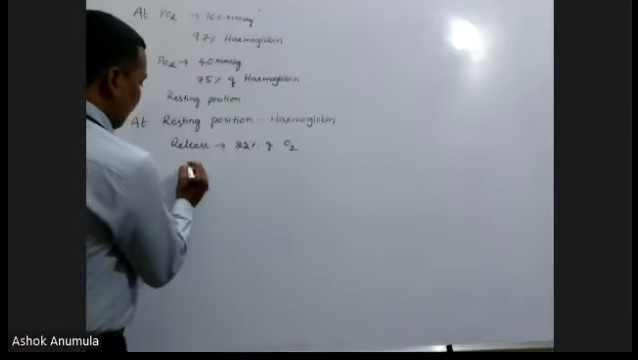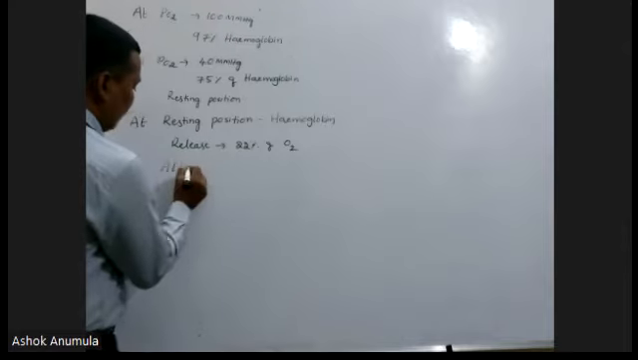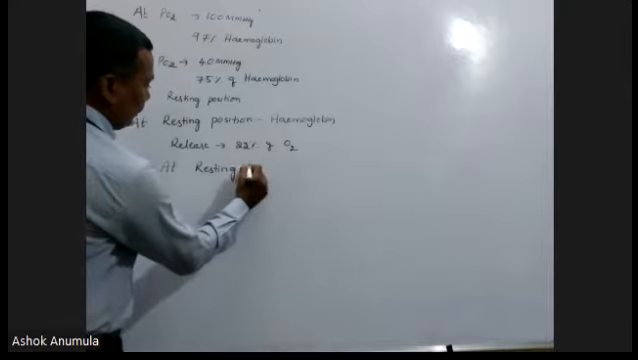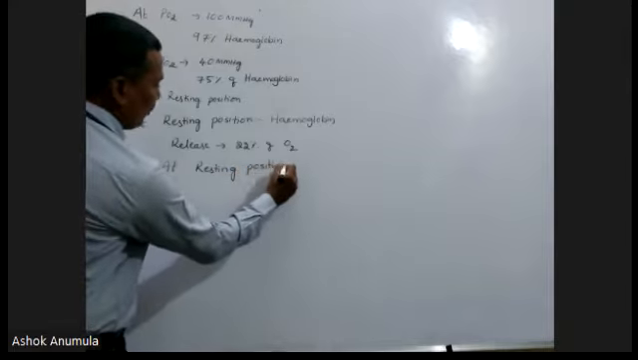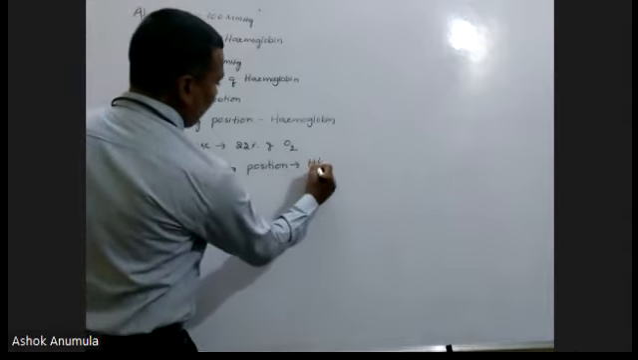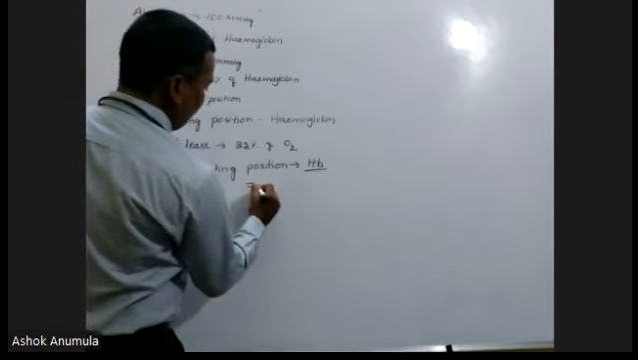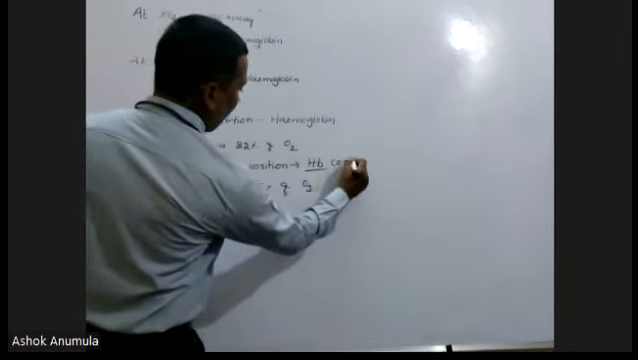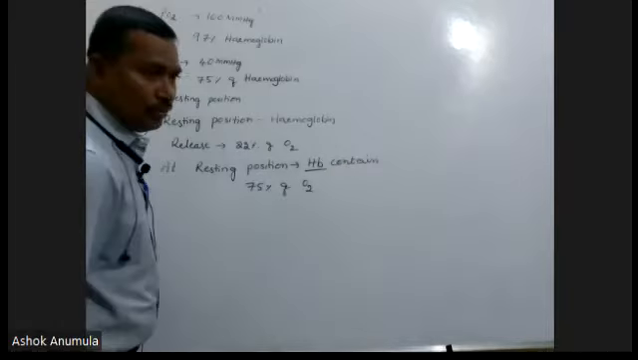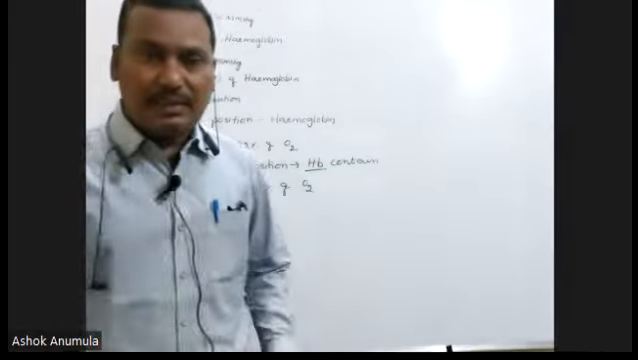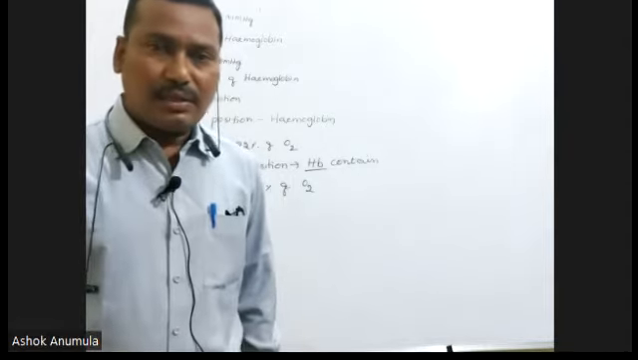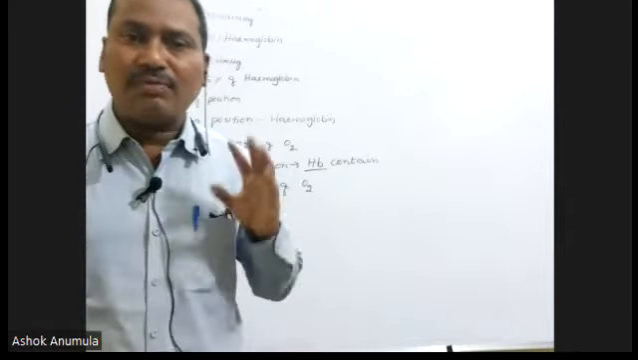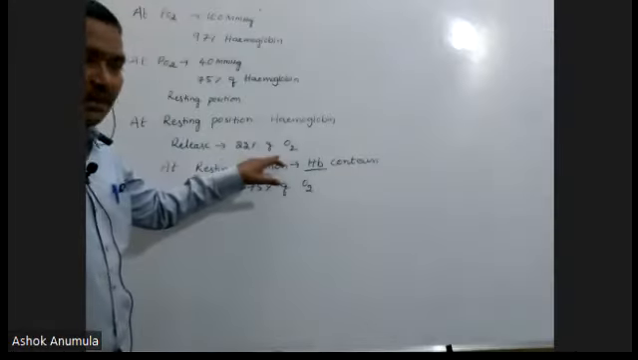At the resting position, hemoglobin contains 75% of O2. So in the resting position, the body tissues or body cells utilize only a small amount of oxygen. That is, only 22% of oxygen is utilized.